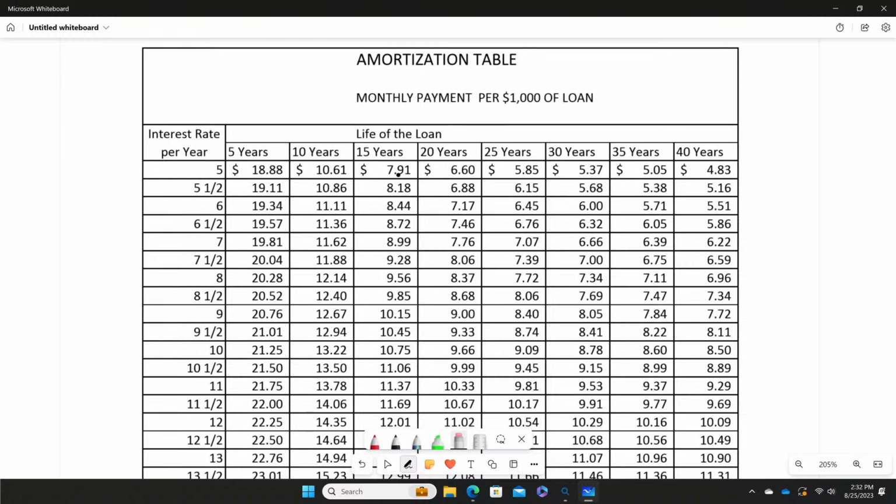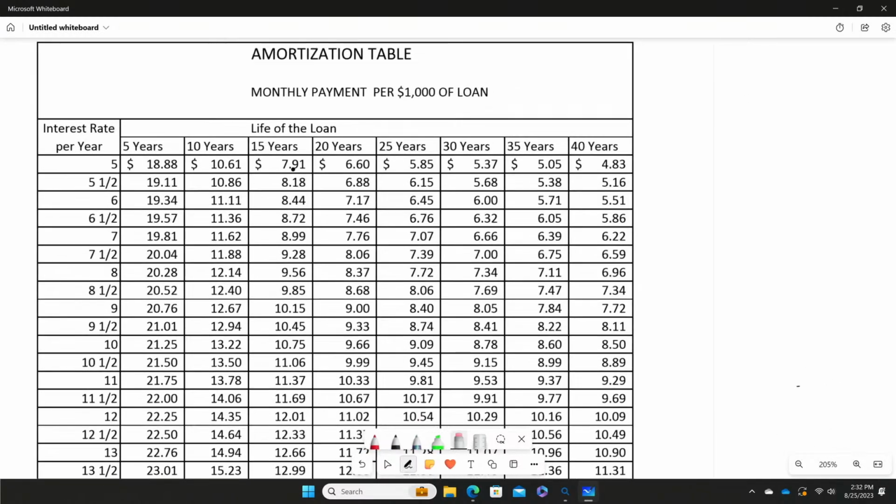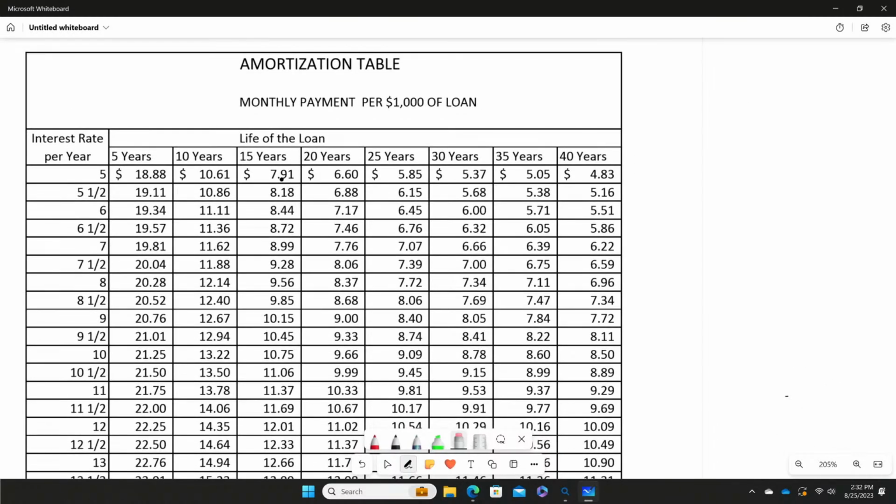So if they said the buyers had a, let me see here if I can find that, because I thought I wrote that down. Well, we'll just try to look at this. If the buyer's budget is $1,400 for their principal and interest.